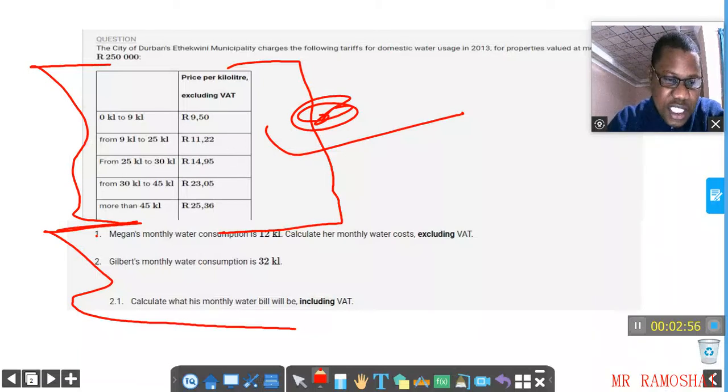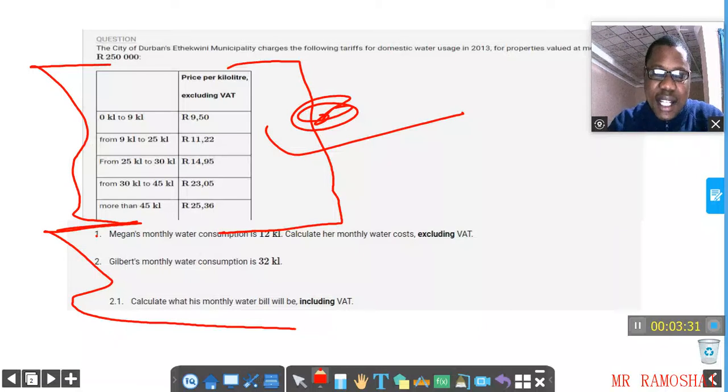Okay, before I write, guys, the system that is being used here is the inclining tariff block, right? It simply means that they are not charging you a flat rate. A flat rate, guys, simply means that you only pay the same amount. It doesn't matter how many units of water you use, you only pay the same amount. That is the flat rate. But this one, they charge you according to how you use water.